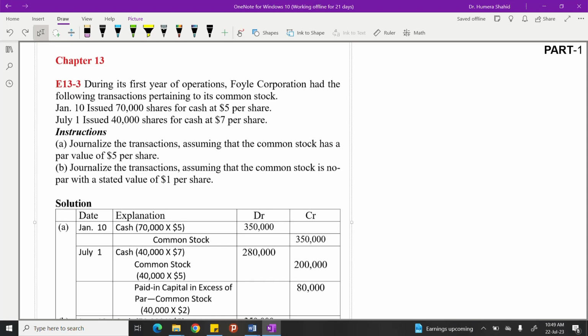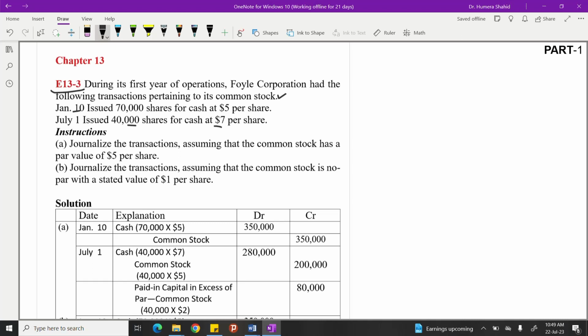So, I have chosen some of the exercises starting from exercise number 13-3. So, let's go through this and try to solve it together. During its first year of operations, Foyle Corporation had the following transactions pertaining to its common stock. January 10, it issued 70,000 shares for cash at $5 per share, and July 1, it issued 40,000 shares for cash at $7 per share.